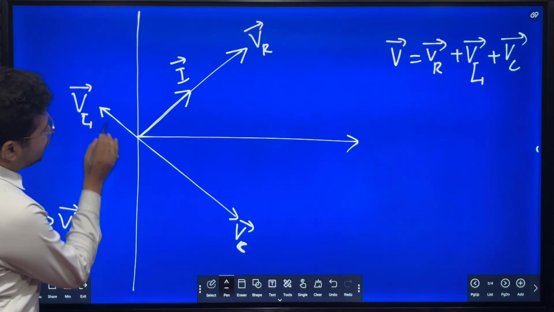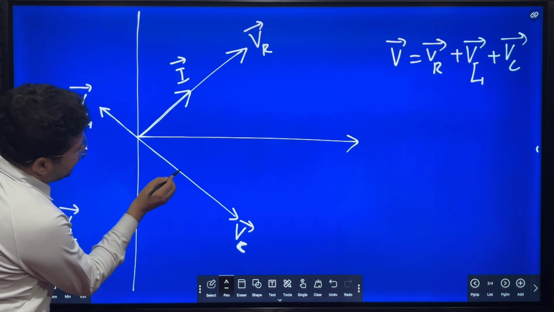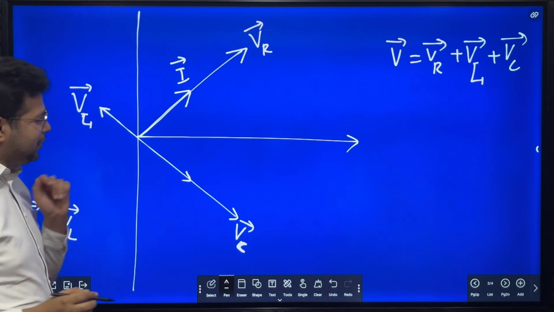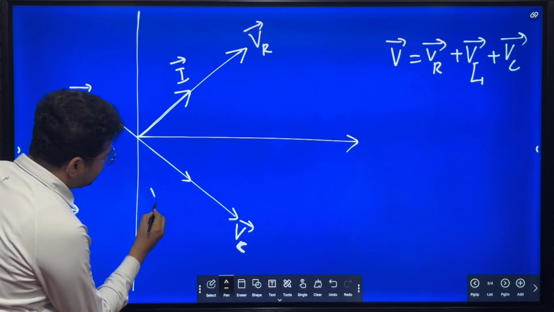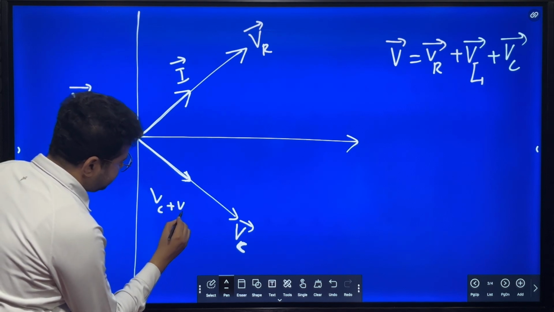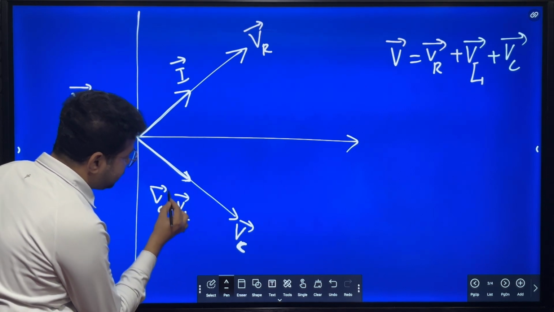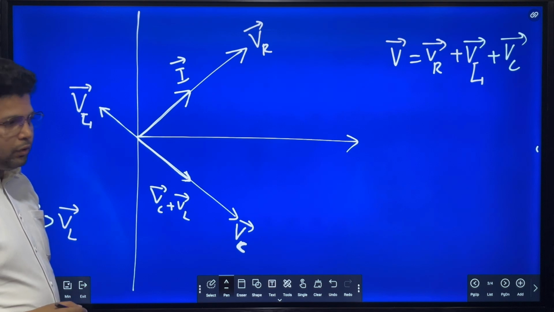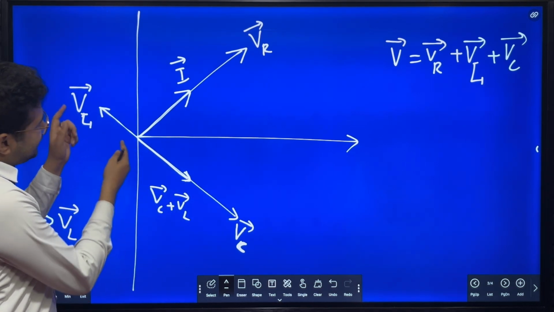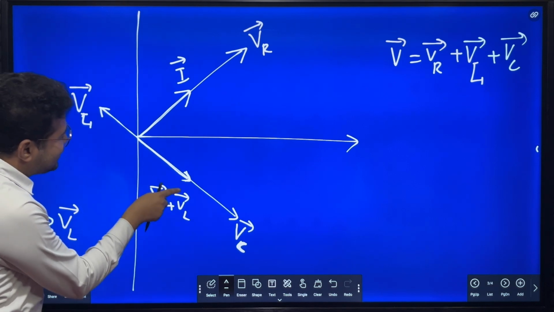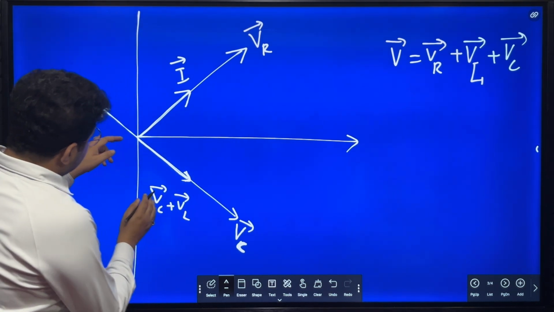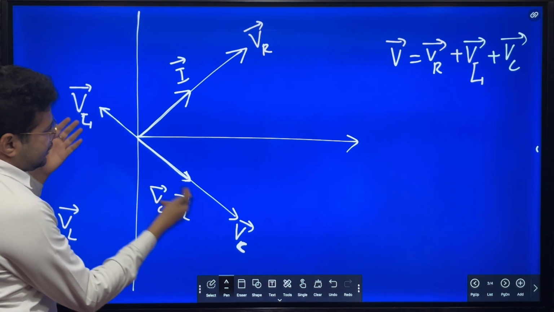Now if you add these two, the resultant of these two will come in this direction, because this is bigger. So this phasor is VC plus VL, but how to find the magnitude? The magnitude is VC minus VL. The length of this is VC minus VL. When you add VL and VC, you get this.